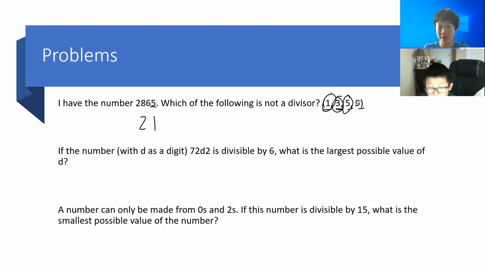So by logic, the one that doesn't work is 9. So this is the one that's not a divisor. And we can see how it doesn't work also by looking at the sum of the digits, right? That's not a multiple of 9, so the whole thing is not a multiple of 9 either.